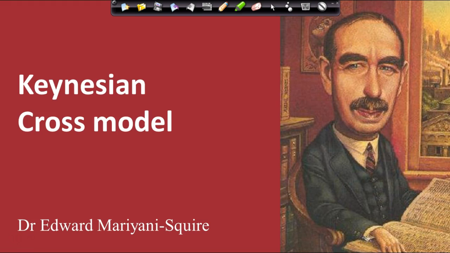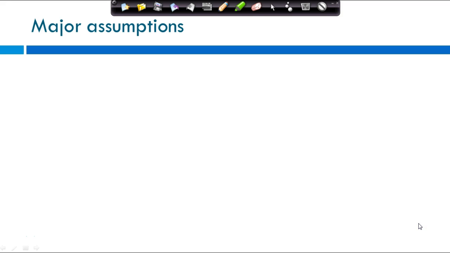Okay, let's start looking at John Maynard Keynes's model of the macroeconomy. First, we need to make some assumptions which clarify the limits and also the purpose of the model. The first point to note is that we're talking about the economy here operating in the short run.